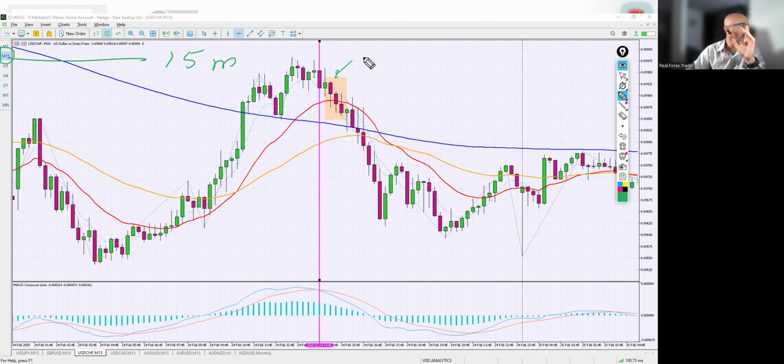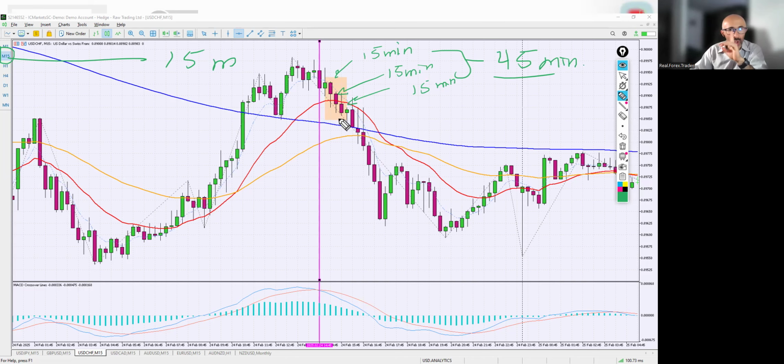Remember that each candle takes 15 minutes to close. In the process of opening and closing, 15 minutes. The second candle, other 15 minutes. The third candle, other 15 minutes. So it means that I need to be patient for around 45 minutes. That's it. So when the last candle closes, that is my trigger indication as well.